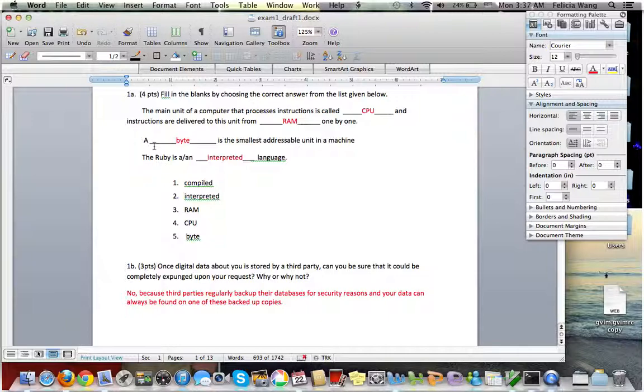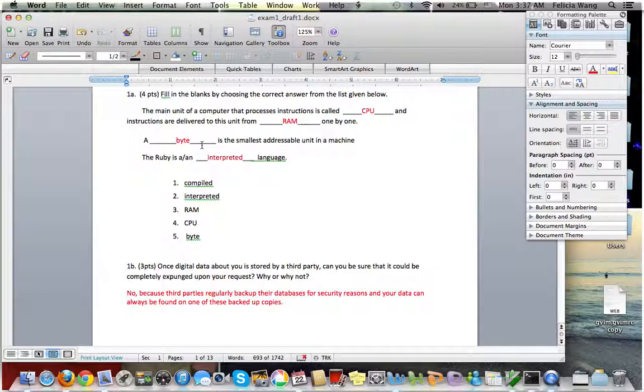Most people got this wrong. I think I saw 1 or 2 people that got this right. A byte is the smallest addressable unit in a machine. And basically the explanation for this is that a byte is made out of 8 bits, and what a bit essentially is, it's a gate that's either open or closed, something that's either on or off in the very, very, very bottom level of your computer.